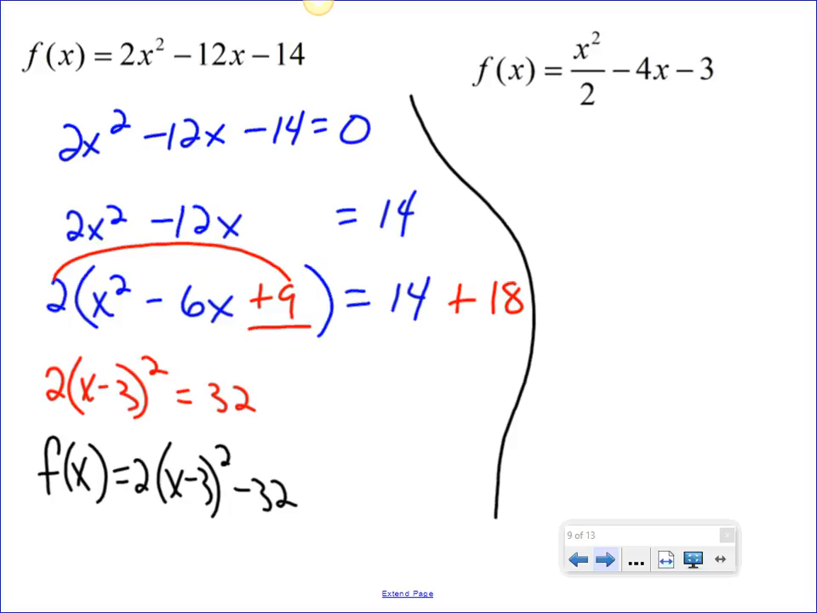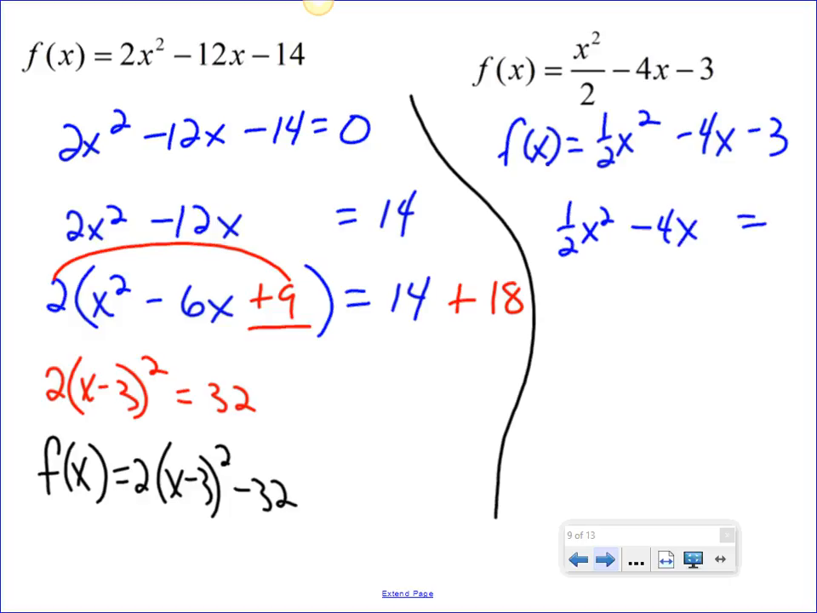Similar, except now we have to think about how else I could have written this. This f of x could have also been written, instead of dividing by 2, as multiplying by a half x squared. Half x squared is the same thing as x squared divided by 2. So the process starts the same. I've got 1 half x squared minus 4x. I move the 3 across, so that becomes a positive 3.